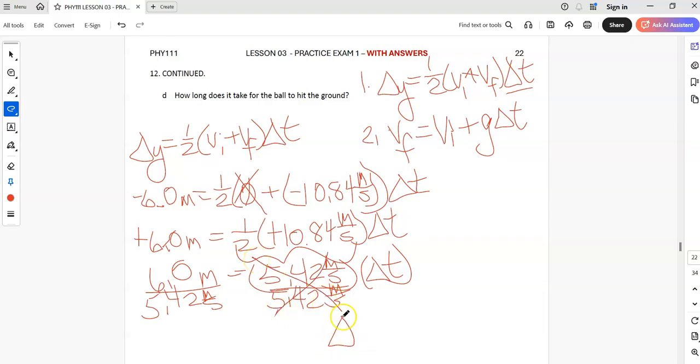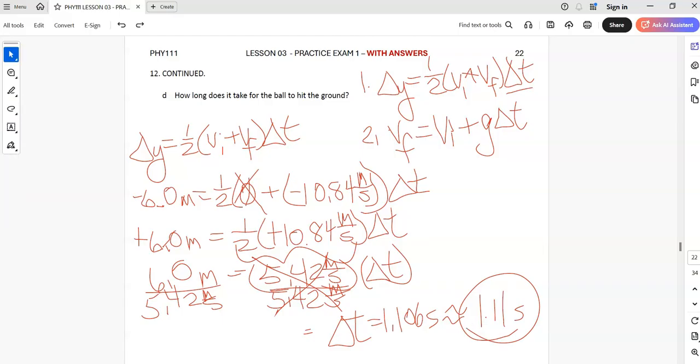And this gives us a change in time equal to 1.106 seconds, or approximately 1.11 seconds. And that is our change in time. That is how long it takes the ball to hit the ground. Now we can also do this problem with equation number 2.